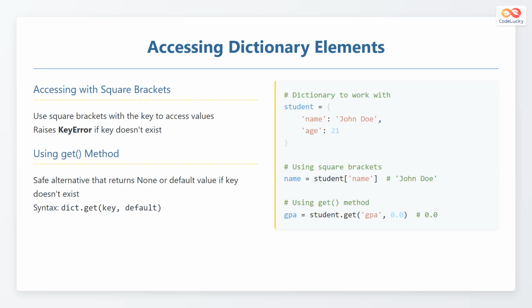We are creating a dictionary named student with the keys name and age. Using square brackets to access the name, it stores the value John Doe in the name variable. Using the get method, we try to access the GPA, and if it does not exist, we return a 0.0 value.